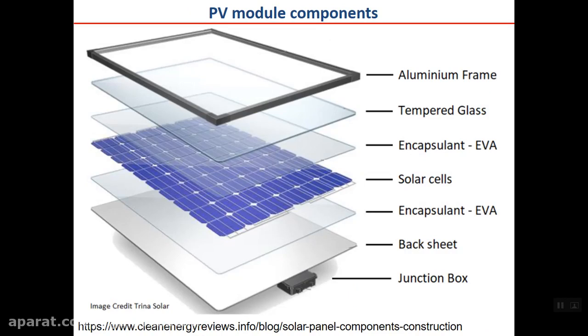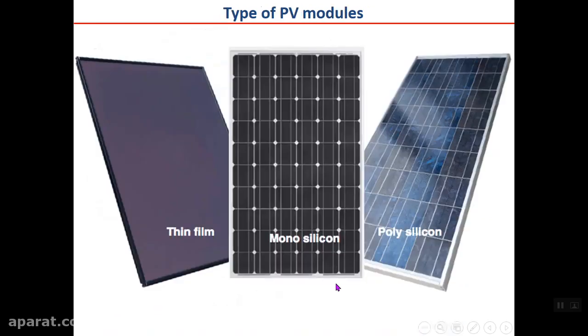Its components, as you can see here, are a frame generally made from aluminium. There are also some modules which have no frame, or frameless modules, but in general they have a frame. Then there's a tempered glass at the top. There are two EVA layers, or encapsulant, which are transparent layers covering the solar cells, and then there's a back sheet at the back, and finally the junction box where the wires come out.